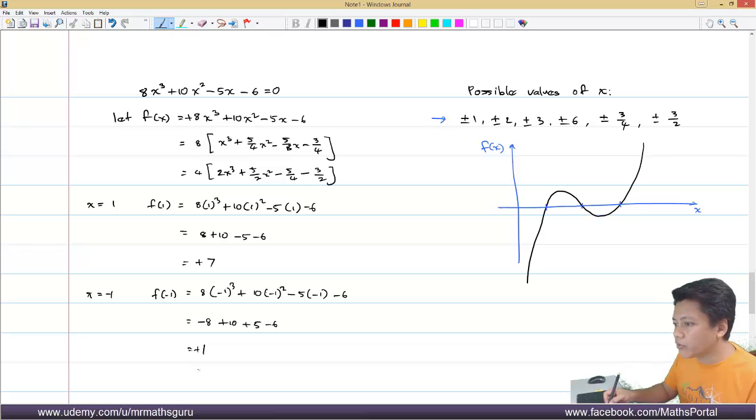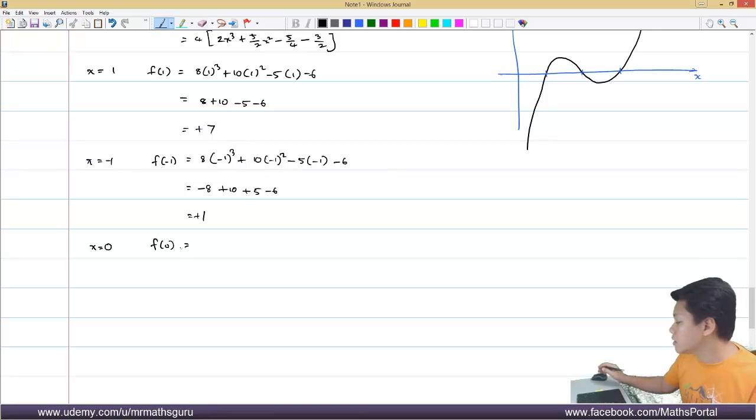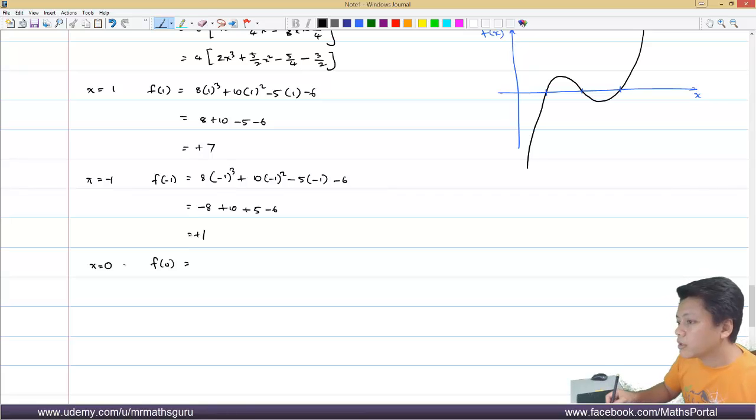Okay, since both values are positive, I want to check one more value, say x is equal to 0. I know that x equal to 0 is not one of the solutions, but I just want to figure out the value of f(0). That is not so difficult to find, right? Because 8 times 0 cubed plus 10 times 0 squared minus 5 times 0, they are all 0, and eventually minus 6. This is equal to minus 6.